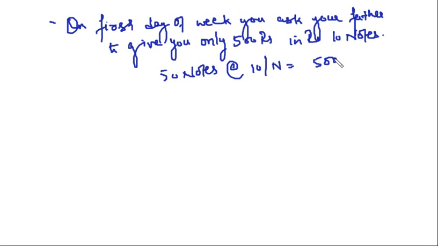Then take another 500. So right now, on the first day of the week, you ask your father to give you only 500 rupees in rupee 10 notes. So your father will give you 50 notes at the rate of rupees 10 per note, that is 500. So your requirement is 500 rupees, that is 50 notes. This is what we call issued capital.